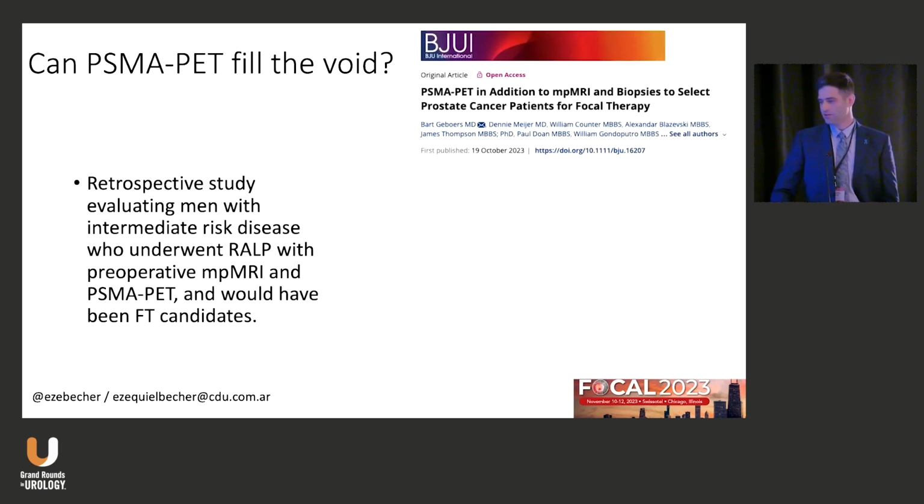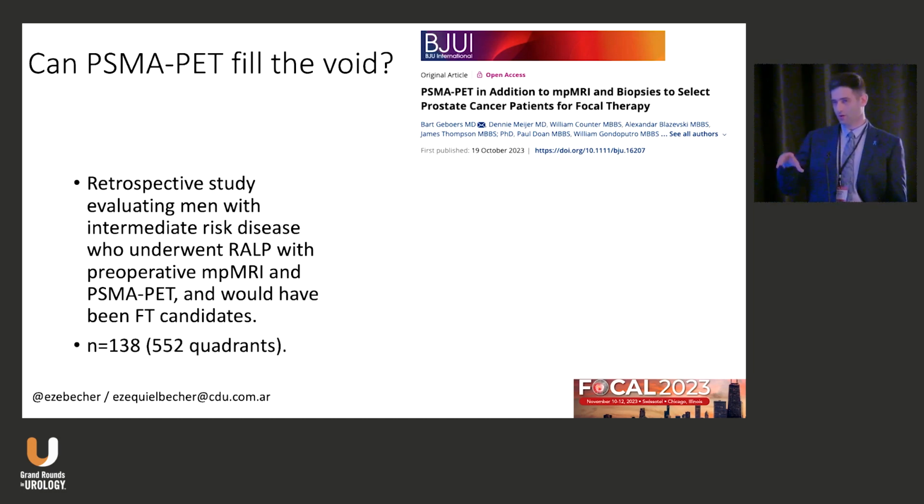And Dr. Strickler just talked about this study earlier in the morning, which was recently published. It's a retrospective study evaluating men with intermediate risk disease who underwent prostatectomy and had PSMA PET and MRI, similar to the study that we've done before, but this study only included men that would have been fit for focal therapy. And what they did is that they evaluated 4 quadrants in each of the patients. So 138 patients gives you 552 quadrants.